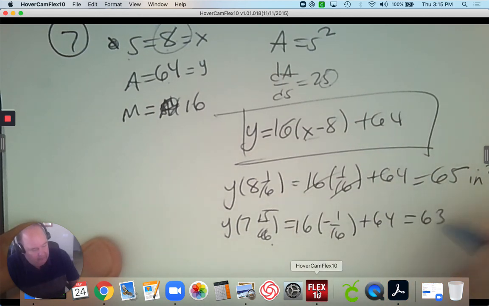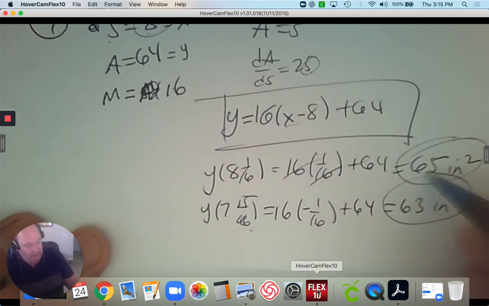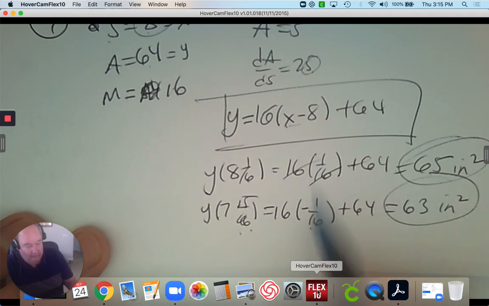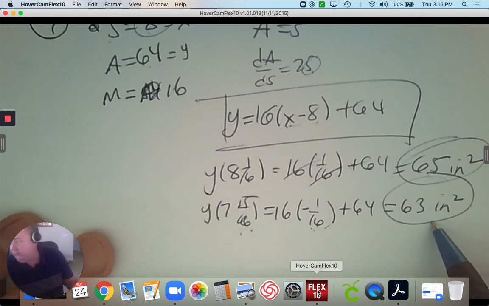So then it's 63 inches squared. So you have this and this, right? So if I plug in 7 and 15 over 16 here and subtract 8, I get negative 1/16. The 16s divide out, and there I go, 63.